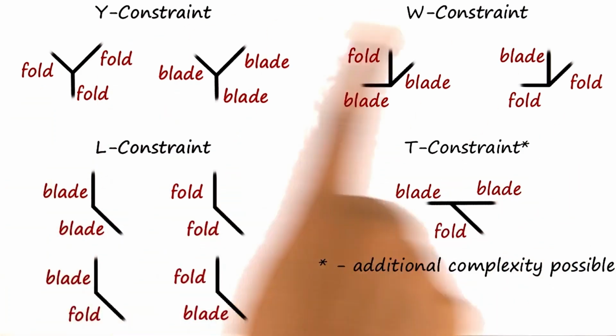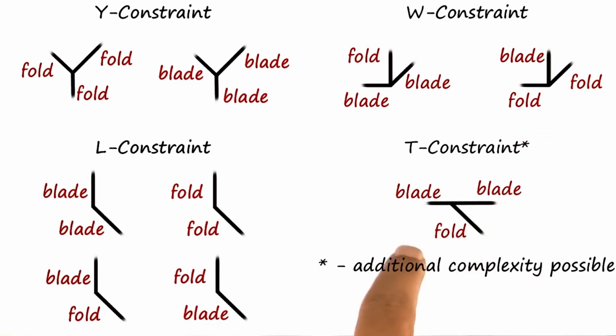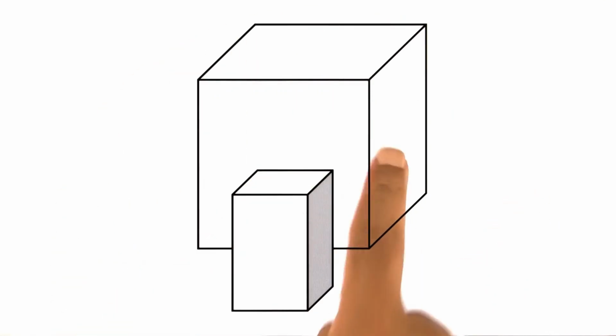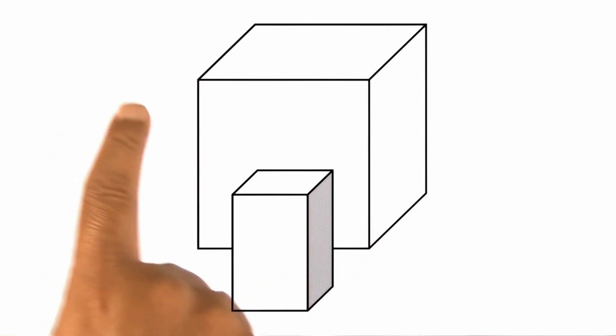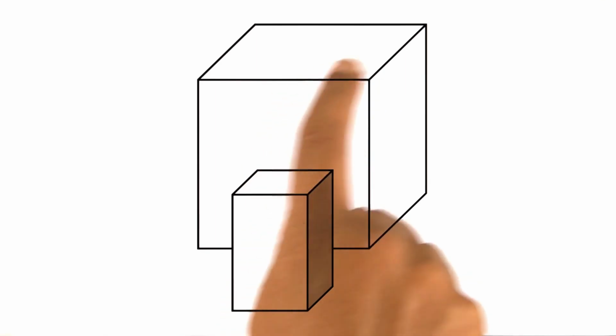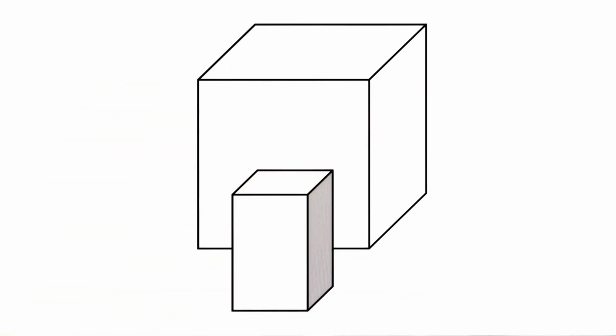Let me note that what we have shown here is still not a full ontology of the Y, W, L, and T constraints. T constraints in particular may have additional complexity. The advantage of having a more complete ontology is that we can use that ontology to interpret more complex scenes, like this one, where there are two rectangular objects, one being partially occluded by the other one. Of course, the more complicated ontology is not without its own problems. It now introduces ambiguities of a different kind. This particular junction, is it now a blade, blade, blade, or is it a fold, fold, fold? Both of them are permissible in the new complete ontology.